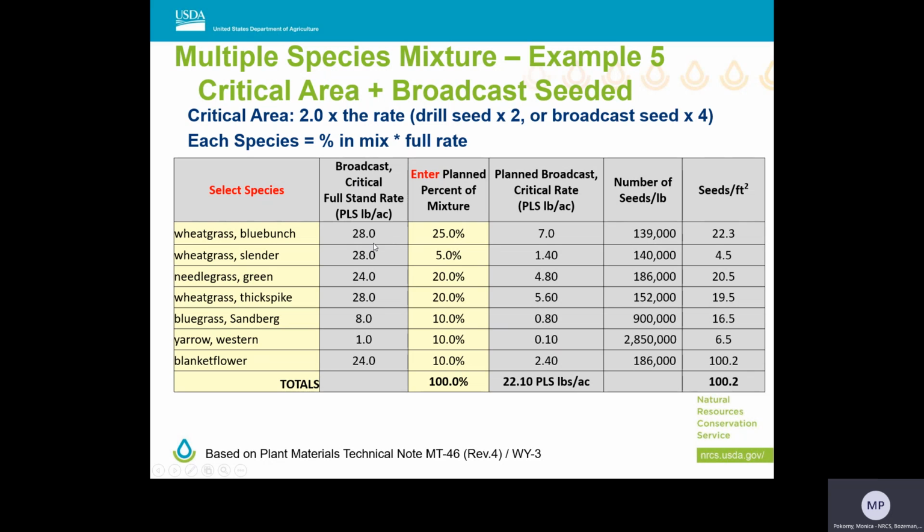And you can see how much seed is going on the ground, the increase of seed, and also that is dramatically going to increase the cost of the seeding. You then calculate the proportion of each species in the mix the same way, 28 pounds per acre times 0.25 of the mix, and you need to include 7 pounds PLS per acre of this species. Notice again that for this example where we're on a critical area and we're broadcast seeding, we've now quadrupled the amount of desired seeds per square foot.